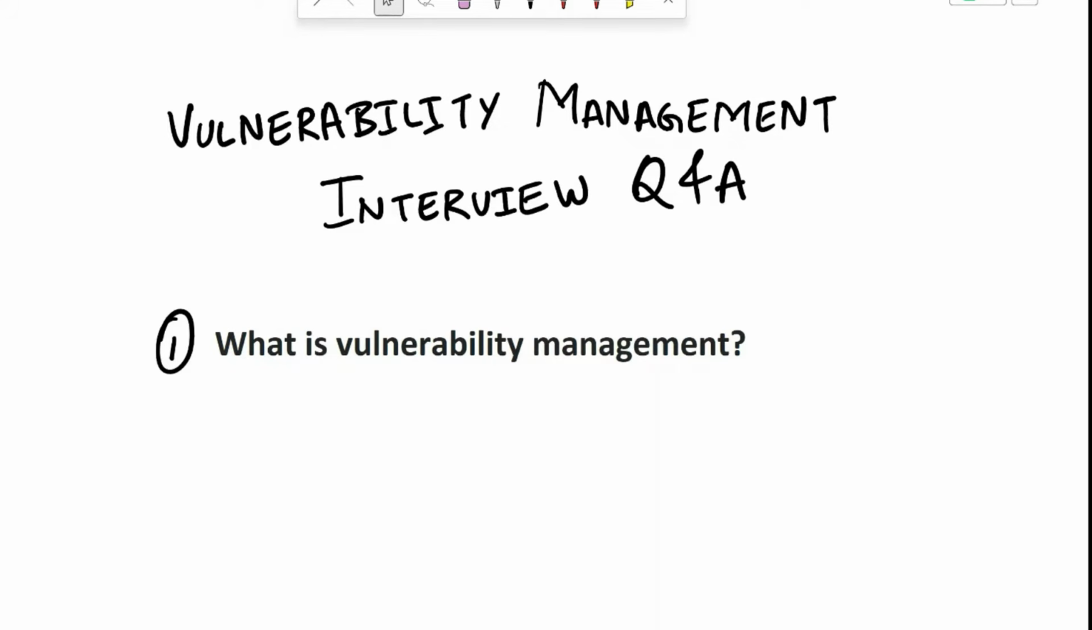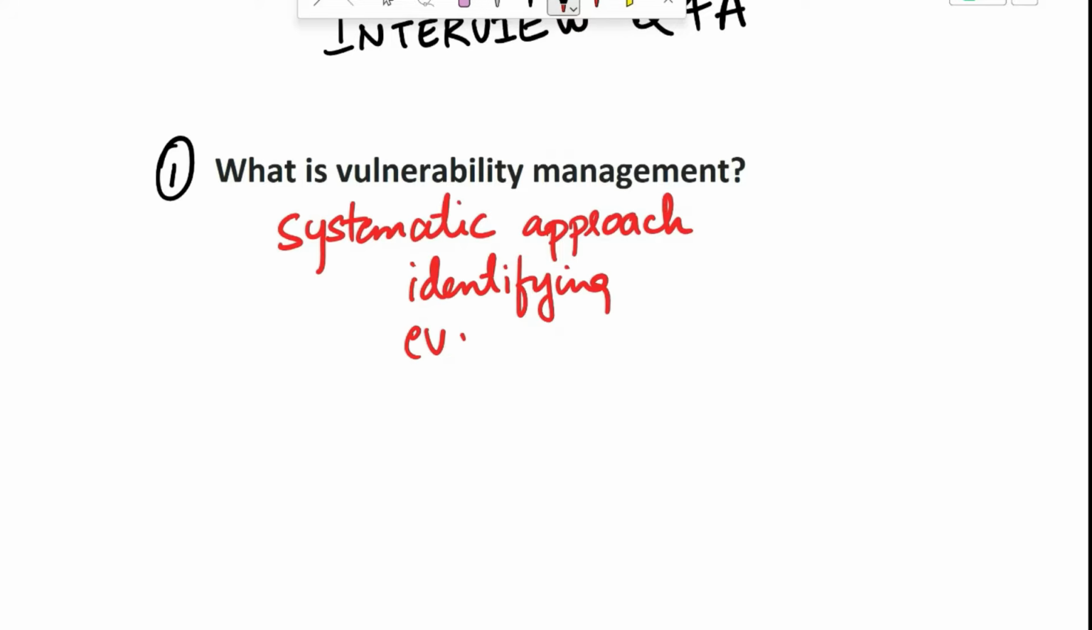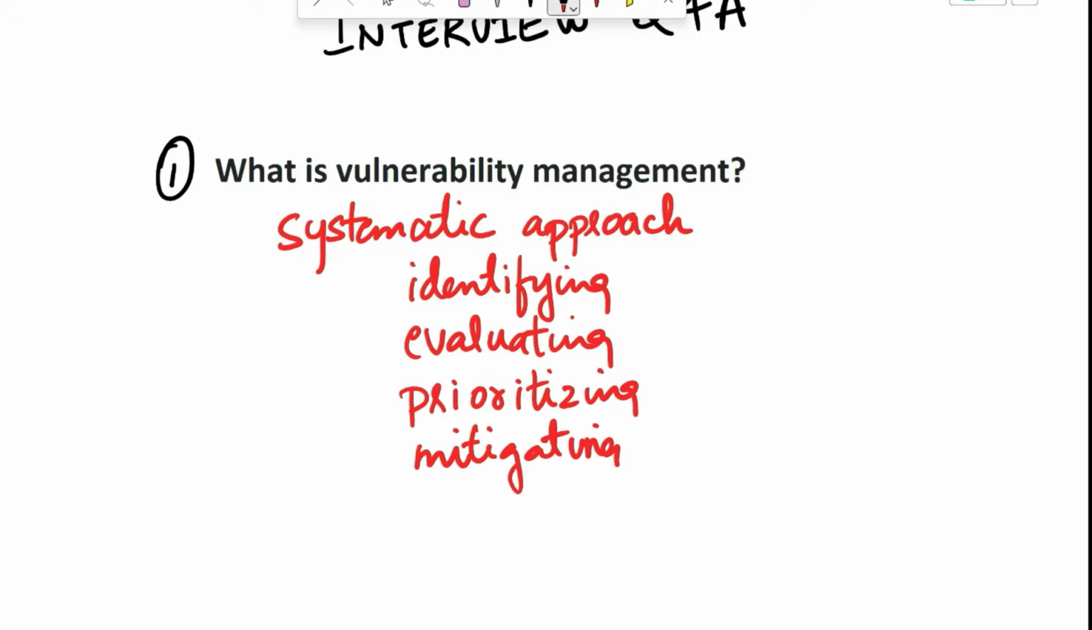Today we'll discuss interview questions and answers related to vulnerability management. First question is, what is vulnerability management? Vulnerability management is a systematic approach to identifying, evaluating, prioritizing, and mitigating security vulnerabilities in software, hardware, and systems within an organization's network or infrastructure. The goal of vulnerability management is to minimize the potential impact of security threats by proactively identifying weaknesses and taking appropriate actions to prevent exploitation.